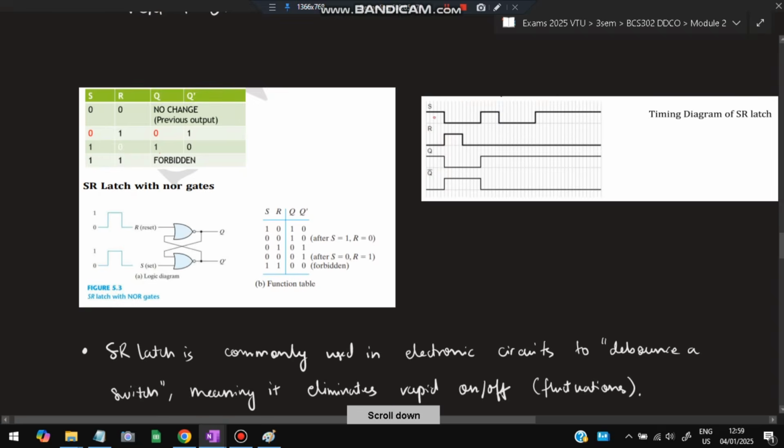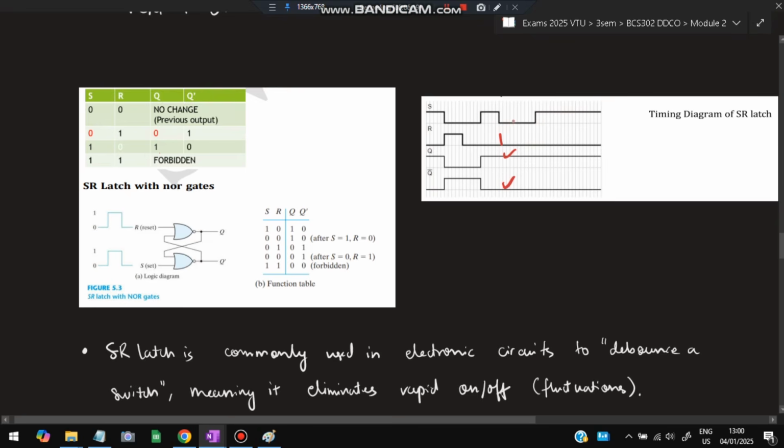I repeat, when set became 0 and reset became 1, Q bar should be true and Q should be 0. So Q changed its value to 0 and Q bar became 1, and this will remain the same until set becomes true again. Reset can go back, but whenever set comes up again, at that time Q's value will change again and Q bar's value will change here. And after that, S can go back to 0, and again it can come here, but until reset comes true, these values will not change.